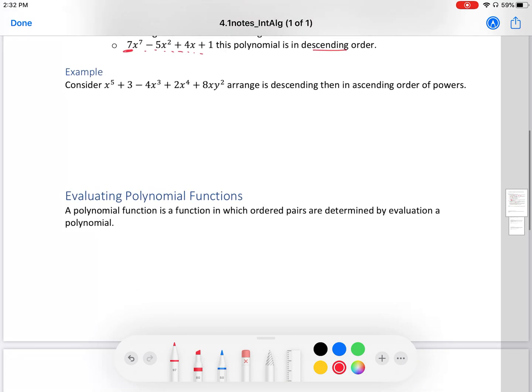Let's do an example. Consider x to the fifth power plus 3 minus 4x cubed plus 2x to the fourth power plus 8xy squared. Arrange them in descending and then ascending order of powers. Okay, so my highest degree, think of this as 1. So this one's degree 3, 4, we have 3, no degree, and fifth power. So this one would be first, so that I have x to the fifth power. Then I have plus 2x to the fourth power.